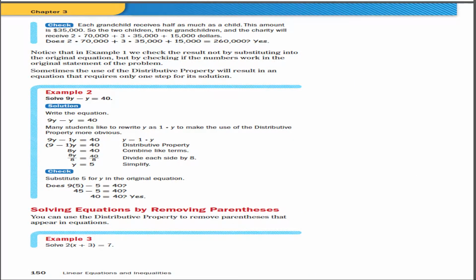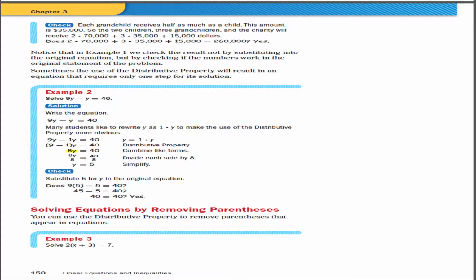Example 2, we'll be rewriting some equations. I'll be going through that with you. I have 9 y's. I take away a y. How many y's do I have left? Got 8y. Okay, 8y equals 40. When we're done, we substitute it back in and check it.